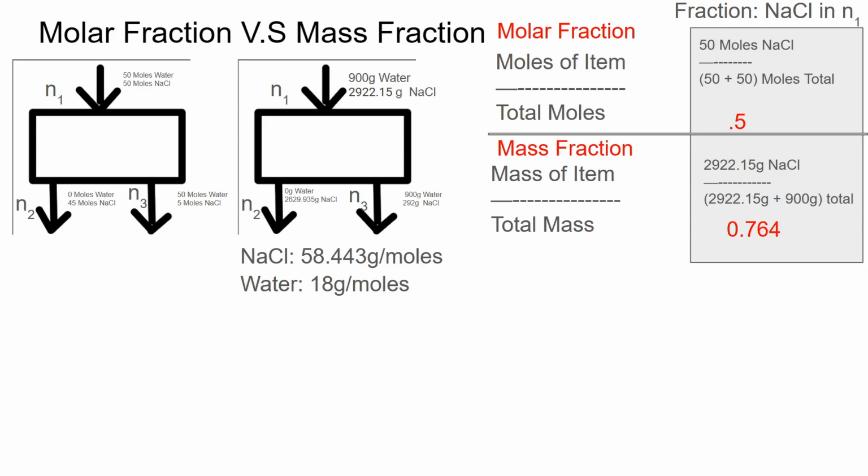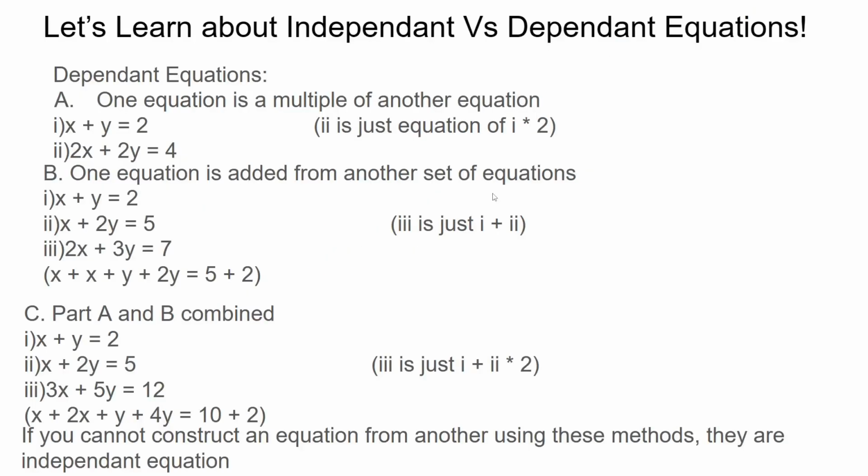Mass stays constant. So let's look at molar fractions versus mass fractions. They follow the same pattern of how much of an item divided by the total amount, but one is measured with moles and the other one is measured with mass. Now if you look, NaCl has a much larger molar mass than water, which is why it has a larger mass fraction.